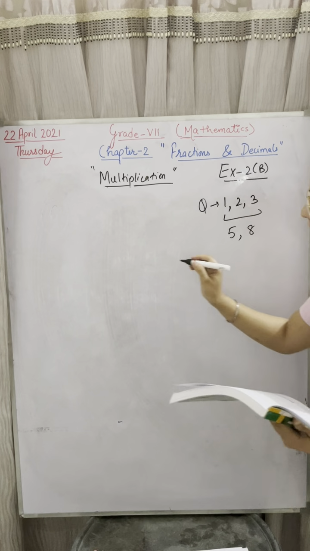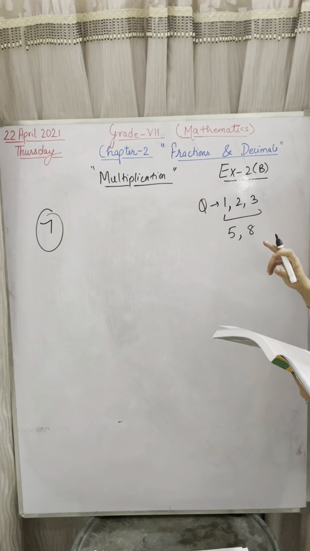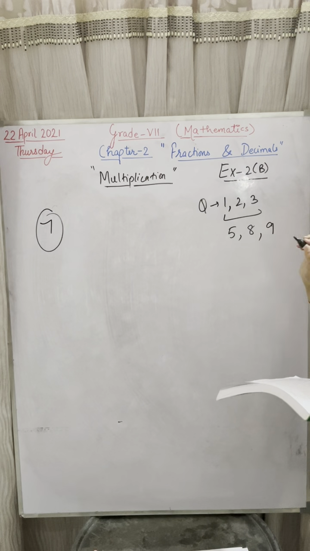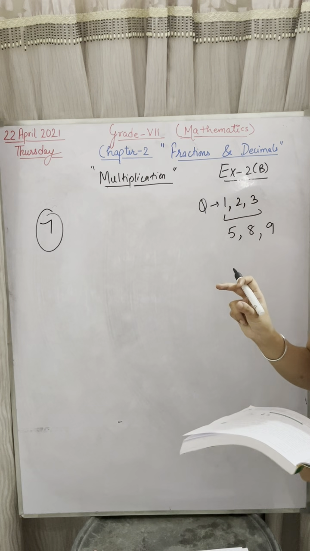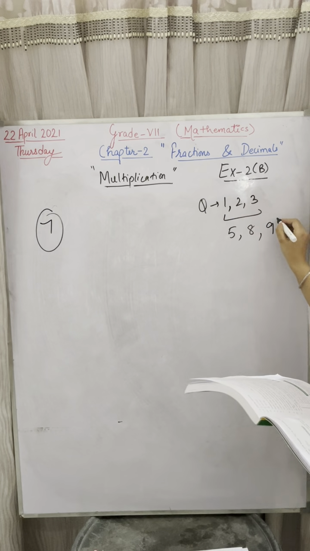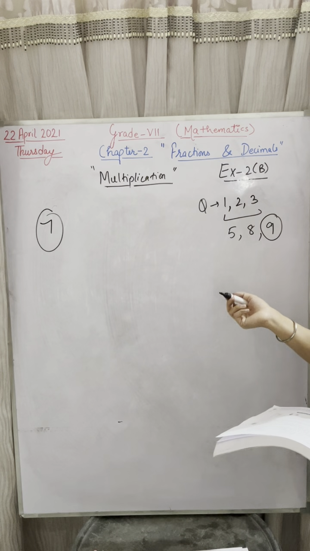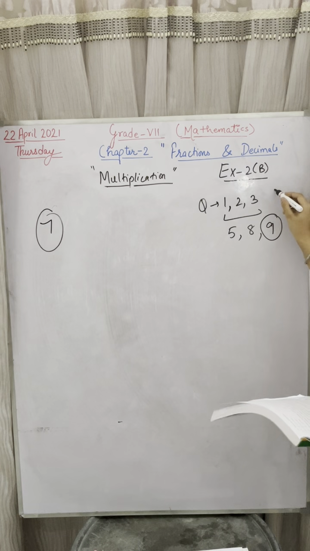Question 7th I am doing. Question 8th is totally the same. Then you have to solve question 9th. In question 9th, the length and breadth of a rectangle are given. Find out the area. So, area of rectangle will be length into breadth. Very, very easy. Okay, so these are the homework questions.